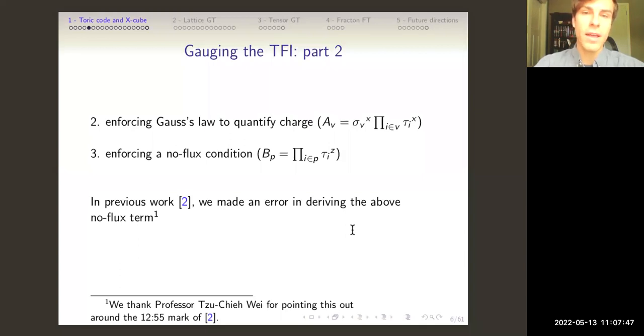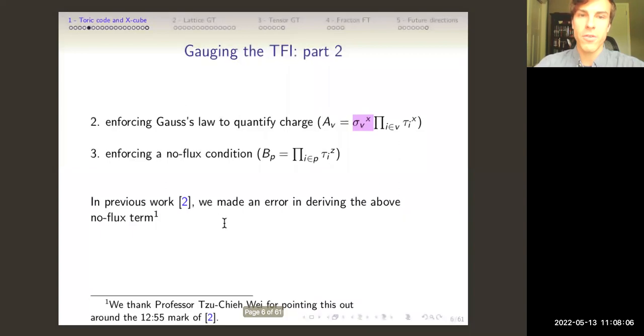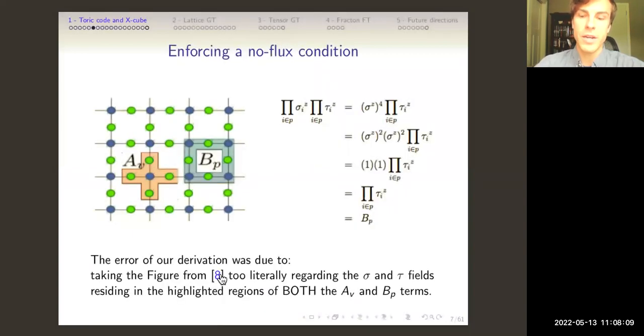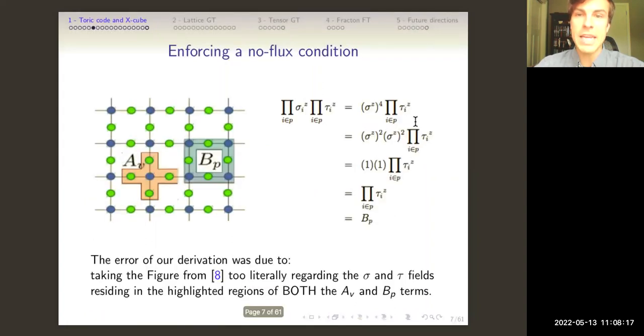And one thing that was done erroneously in a previous work, this was the independent study version of this talk, was that in deriving this term, we included the matter fields in a way that, armed with only the following source right here, we knew this was the final result. Using the figure kind of naively, we just tried to figure out a way to include all of these matter fields with the gauge fields.